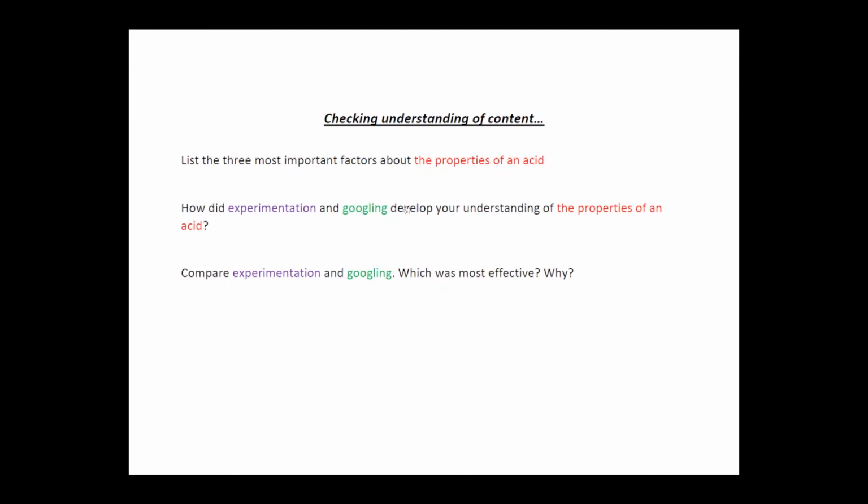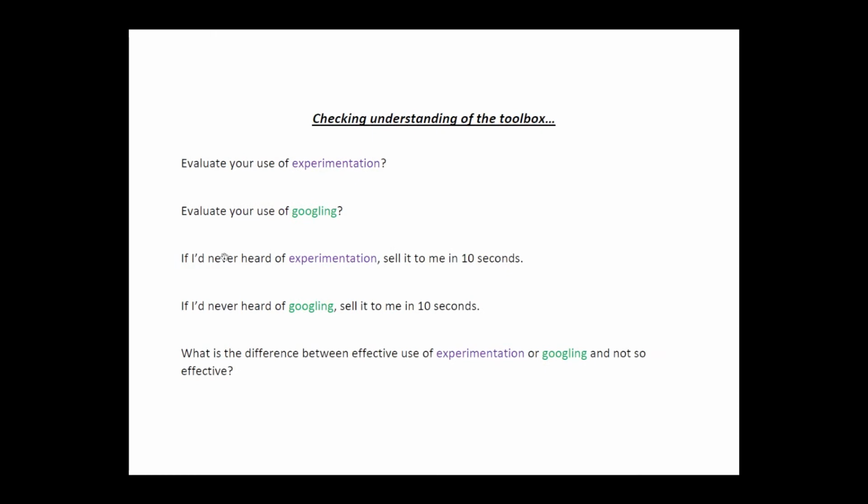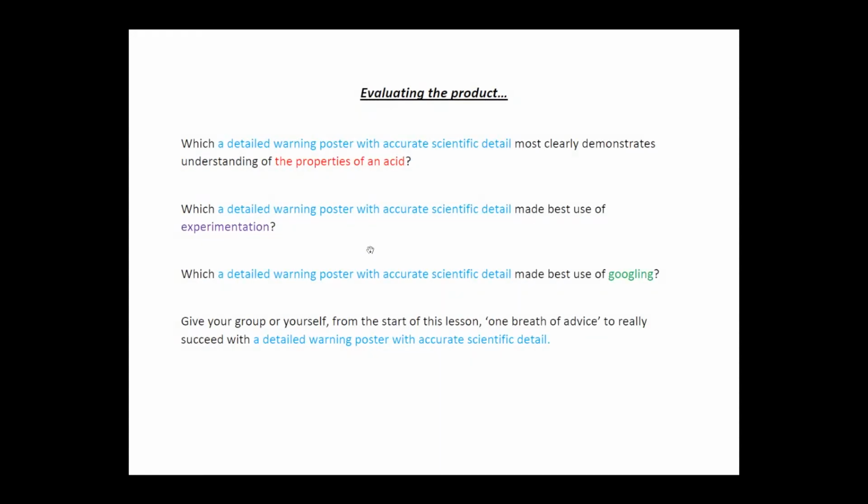List the 3 most important factors about the properties of an acid. How did experimentation and Googling develop your understanding of the properties of an acid? Compare experimentation and Googling, which was most effective, why? The second round of questions, evaluate your use of experimentation. If I'd never heard of experimentation, sell it to me. Obviously you can read these for yourself. And again, we end up with the final round of questions.